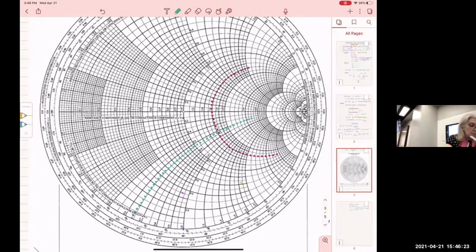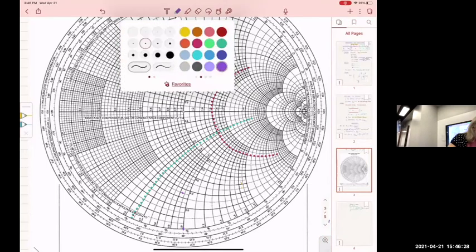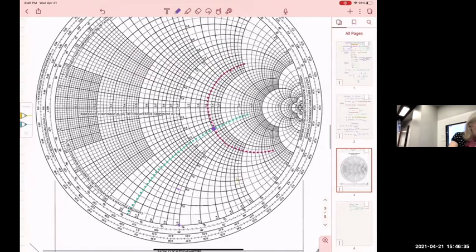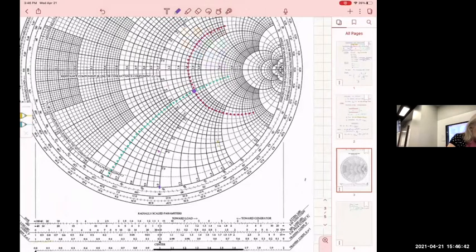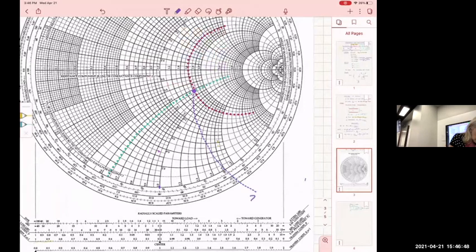And the intersection between the two is going to be my load. That's my ZL. And then also, to remember, I will write it here. This is my ZL, ZL normalized, which is 1.6 minus j0.64.